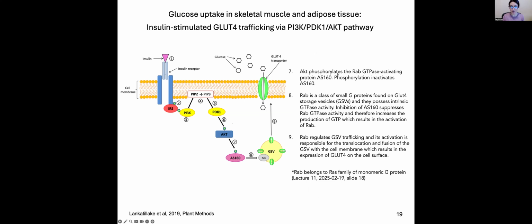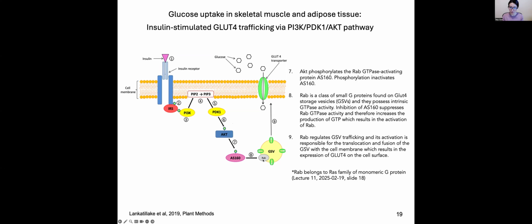So what's downstream of AKT? AKT is going to phosphorylate this Rab GTPase activating protein, AS160. Okay? And Rab is a class of small G protein found on GLUT4 storage vesicles. GSV is GLUT4 storage vesicles. And they have intrinsic GTPase activity. So if we inhibit AS160, it would suppress the Rab GTPase activity.